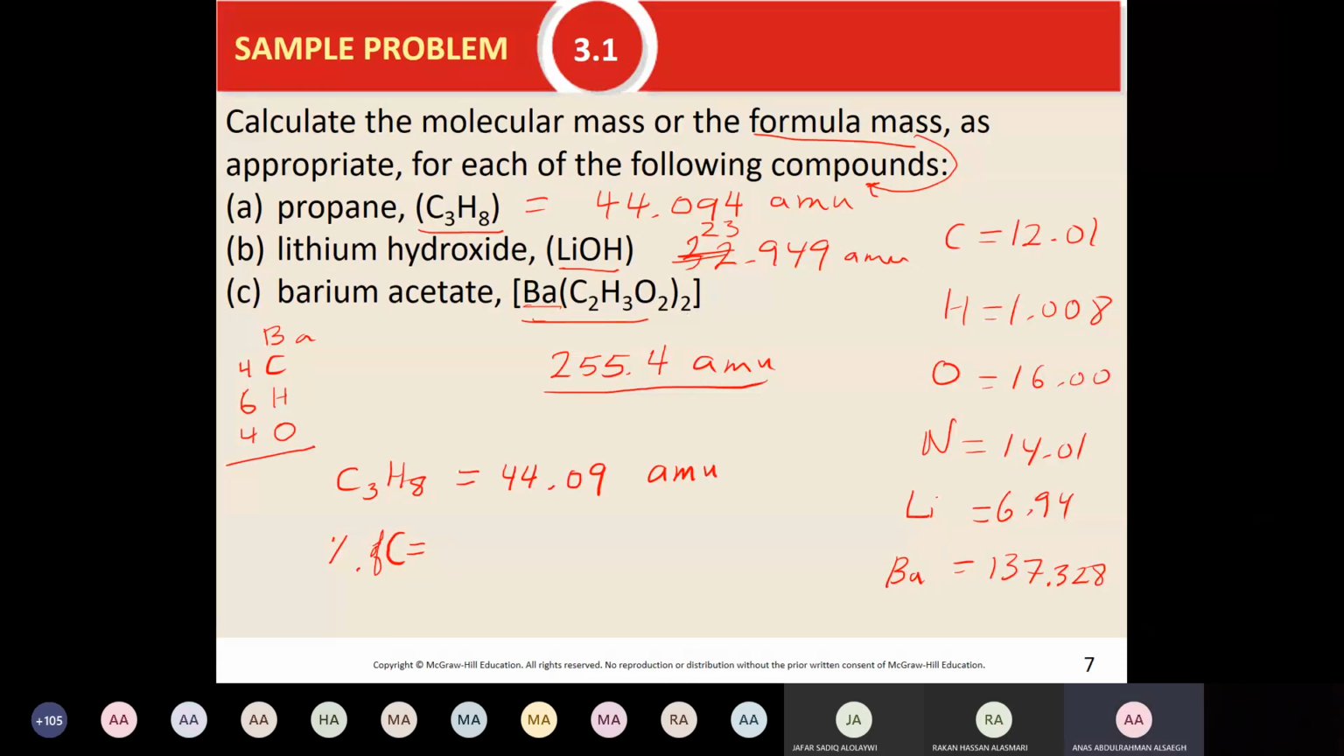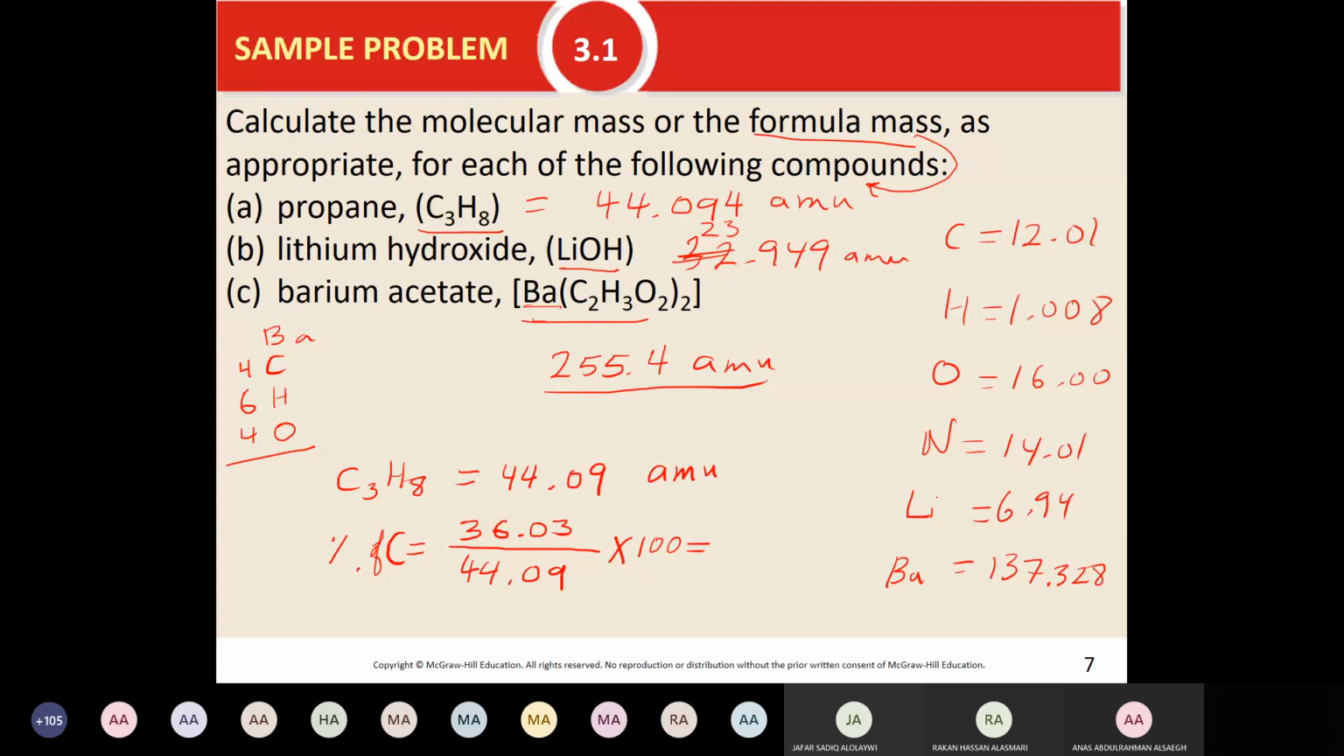36 over 44. Yes, that's how you do it. You make 36.03 divided by 44.09 times 100, and this will give you the percentage of carbon.